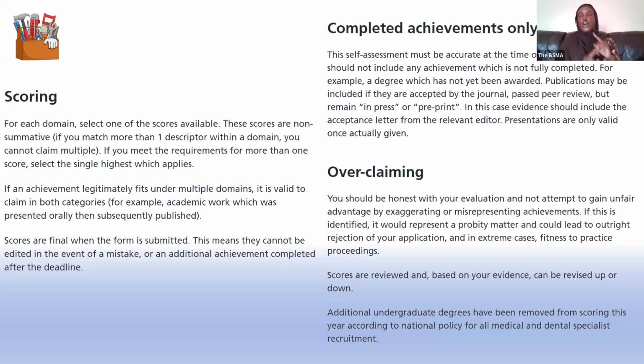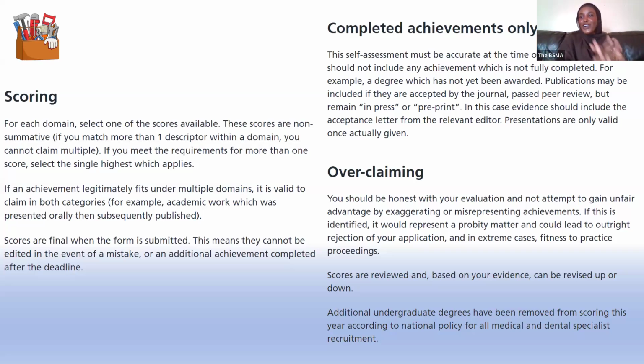So for each domain, you essentially click whichever one you've got the points for. And if you've got one particular achievement that fits more than one domain, you can claim points for both domains. An example that I always give is, let's say you went to a national conference, you presented your research, so that gives you a tick for oral presentation at a national conference. But let's say you also won a prize, so that gives you a tick for also the domain regarding prizes. So it's one thing that you've done, but it gives you points for two different boxes.